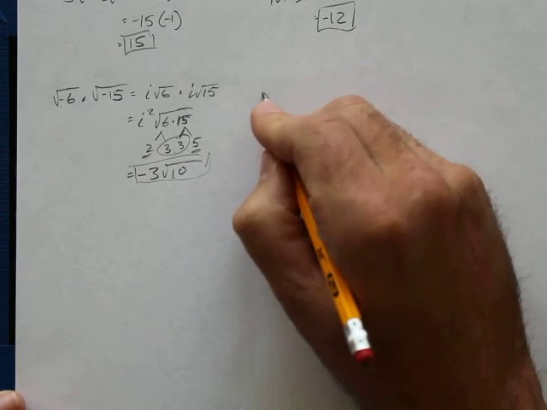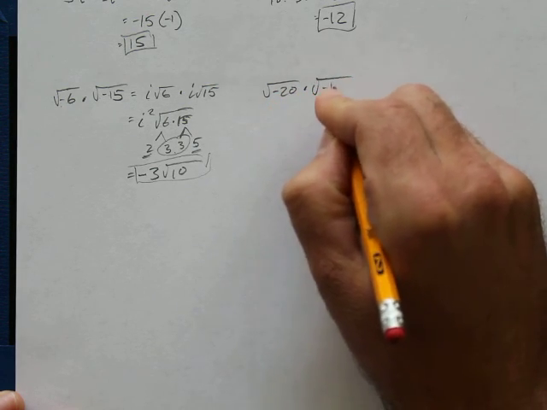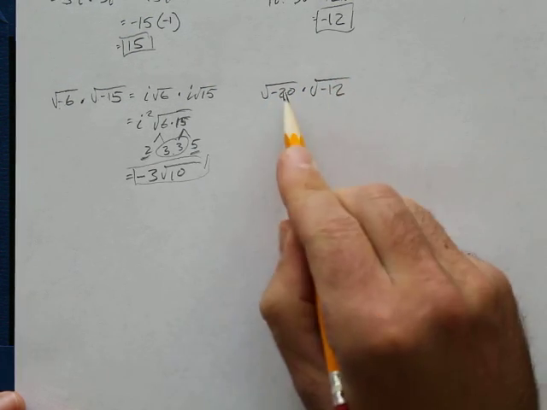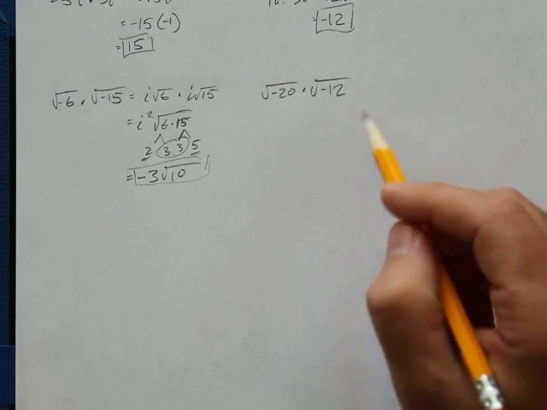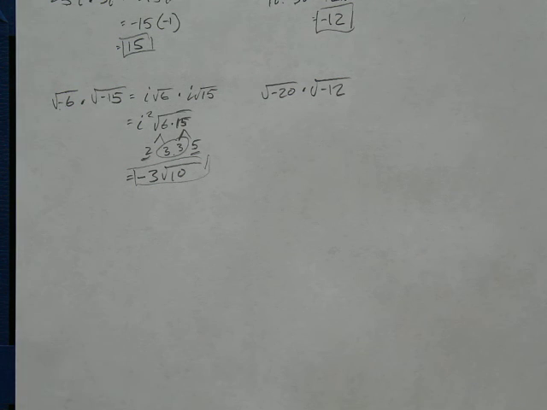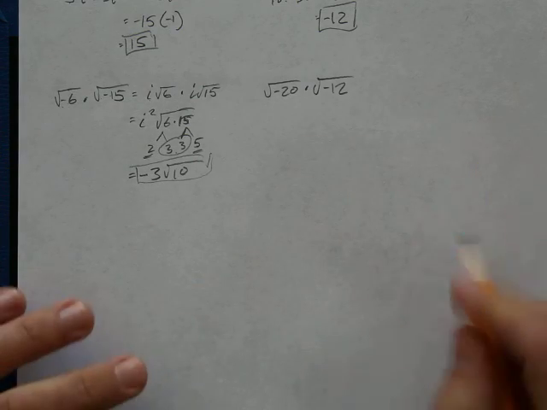Let's have you do this one. Square root of negative 20 times the square root of negative 12. Okay, so remember, take the i out first, and then multiply those together. All right, go ahead and pause and do that, you try. Let's see how you did.